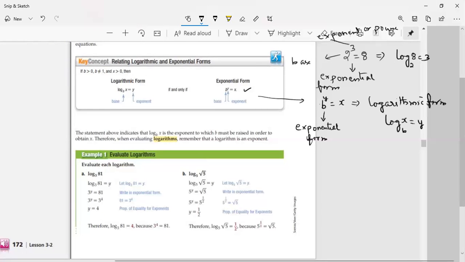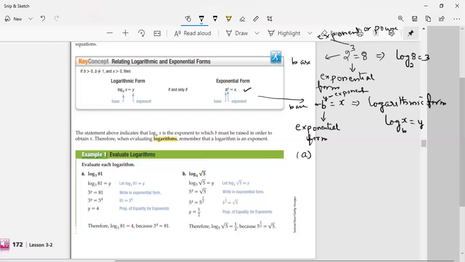In the exponential form, this is the base and this is the exponent. In the logarithmic form, the base stays as it is, and only the exponent comes to the right side. So in simple terms, you exchange the positions of the exponent and the right hand side value. Without converting, we cannot find the value of a log. So now we can find the value of any log by using this conversion.